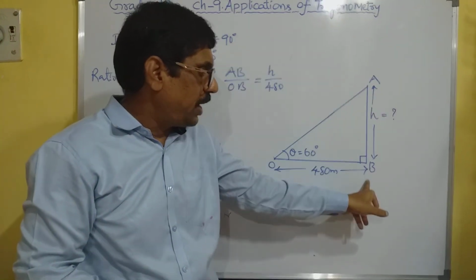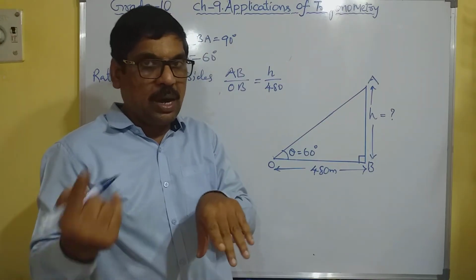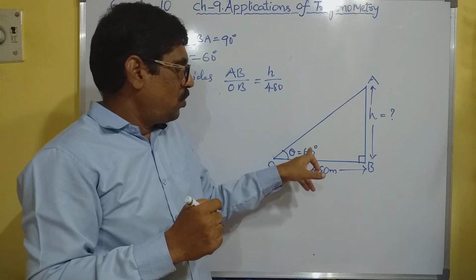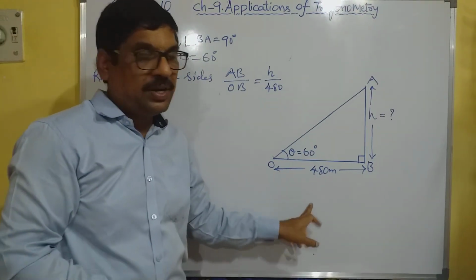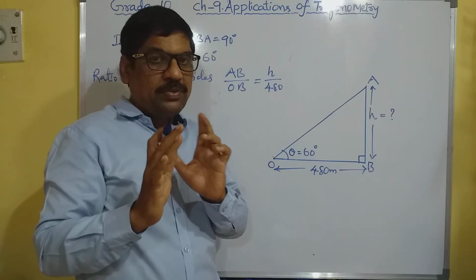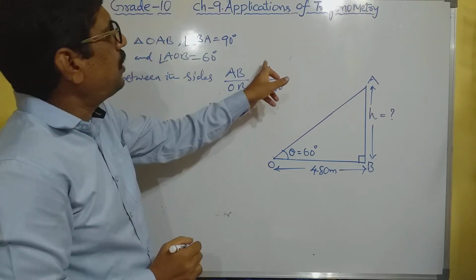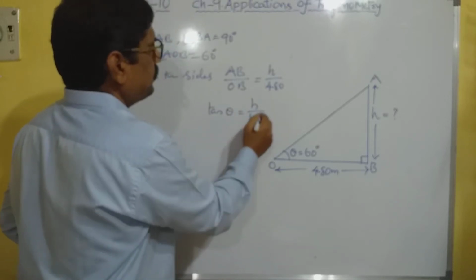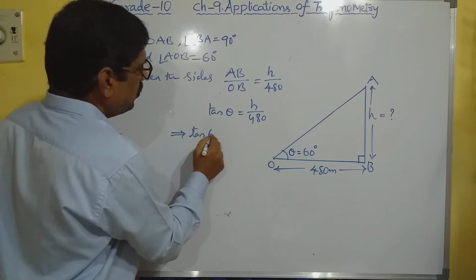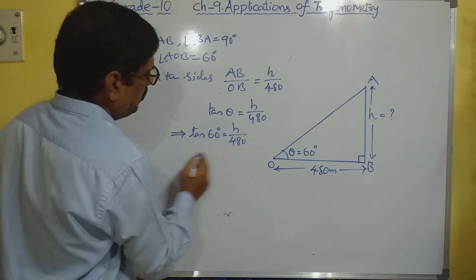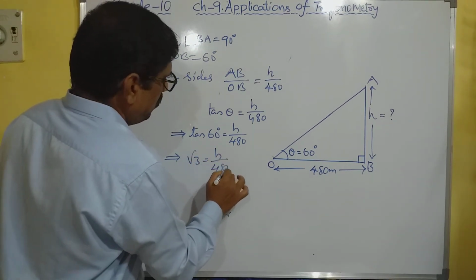And one more question: what is the position of this side AB with respect to the angle 60? We have learnt that in a right angle triangle there are three sides: opposite side, adjacent side and hypotenuse. Side h is the opposite side of theta, and OB is the adjacent side. Now recall the ratios of trigonometry: opposite side by adjacent side is tan. So AB by OB is tan theta, that is equal to h by 480. Now tan theta, with theta equal to 60 degrees as given in the problem, is equal to h by 480. Do you remember the value of tan 60? Root 3. So root 3 is equal to h by 480.